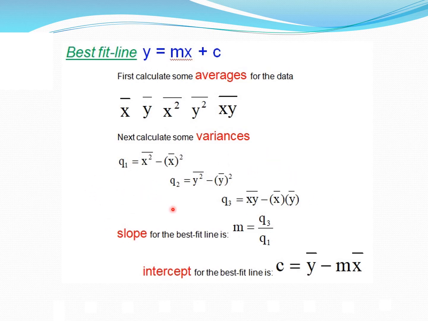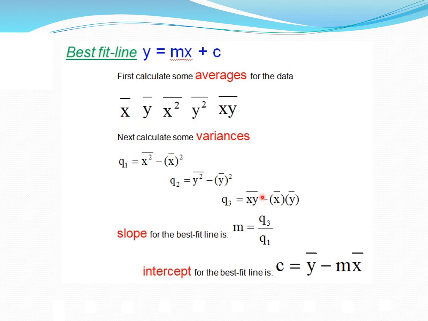Students generally like working with these formulae. It's just a matter of plugging numbers in. So the second variance is to do with the y figures, the beats per minute, the pulse rate. The second variance is the average of the y squared numbers, take away the square of the average of the y's. The third variance is the xy: the average of the x times the y numbers, take away the average of the x's times the average of the y's.